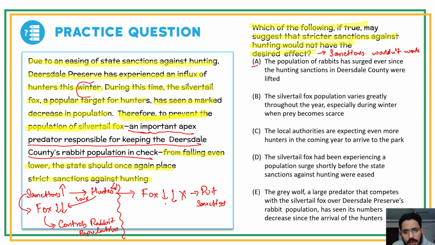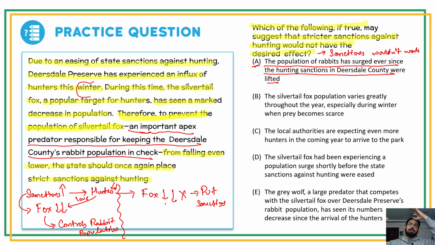All right. Option A says the population of rabbits has surged ever since the hunting sanctions in Deersdale County were lifted. So ever since they have lifted the sanctions, the rabbit population has surged, has gone up.